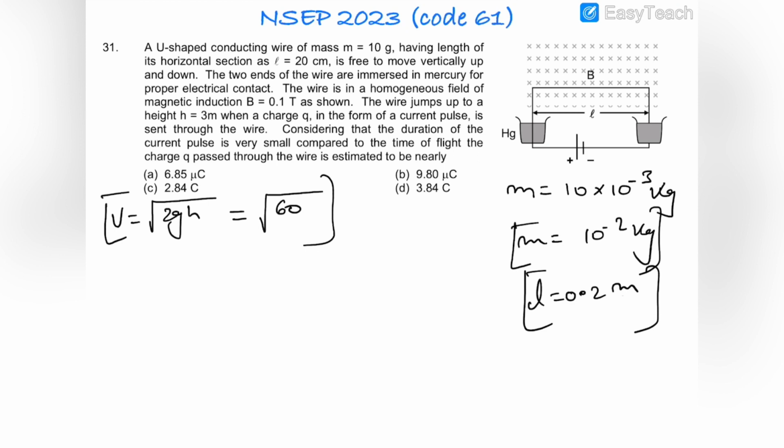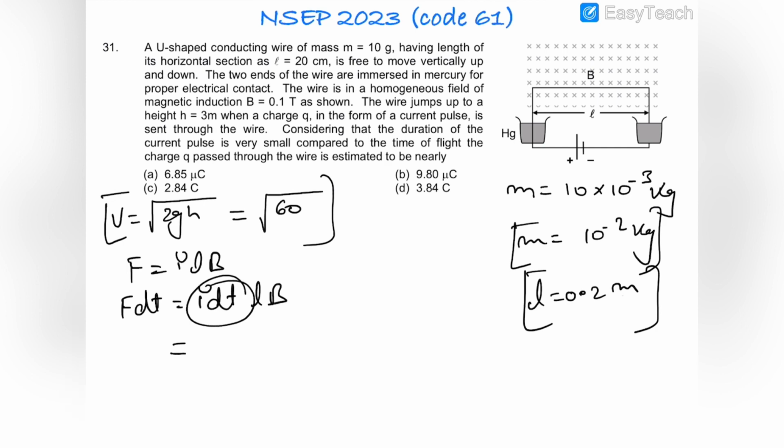Experiencing some electric force which is ILB, F would be equal to ILB, and the impulse F dt will be I dt into LB, where I dt is the amount of charge flown, so it would be QLB, and this would be equal to change in the momentum, which is impulse. Now Q will be equal to mv by LB.